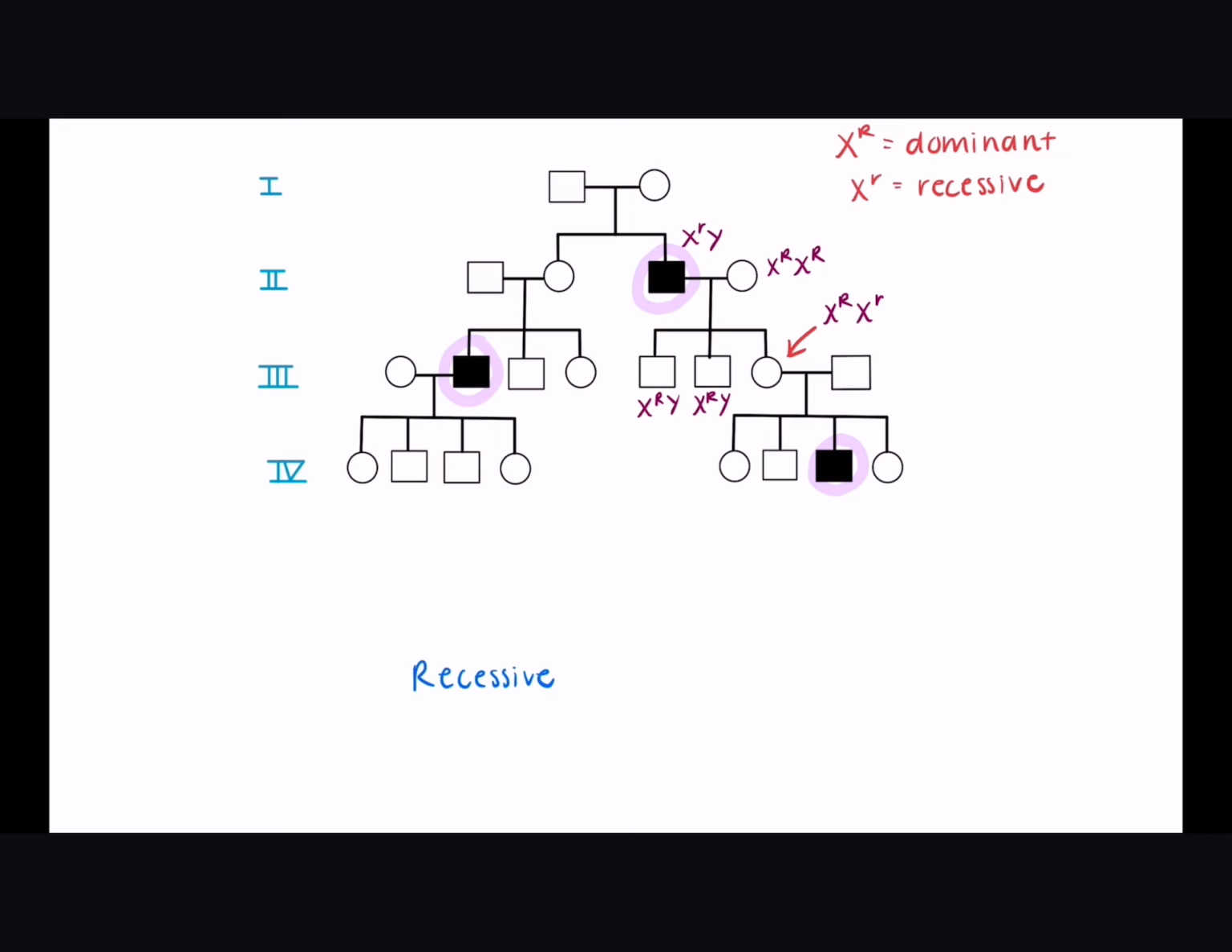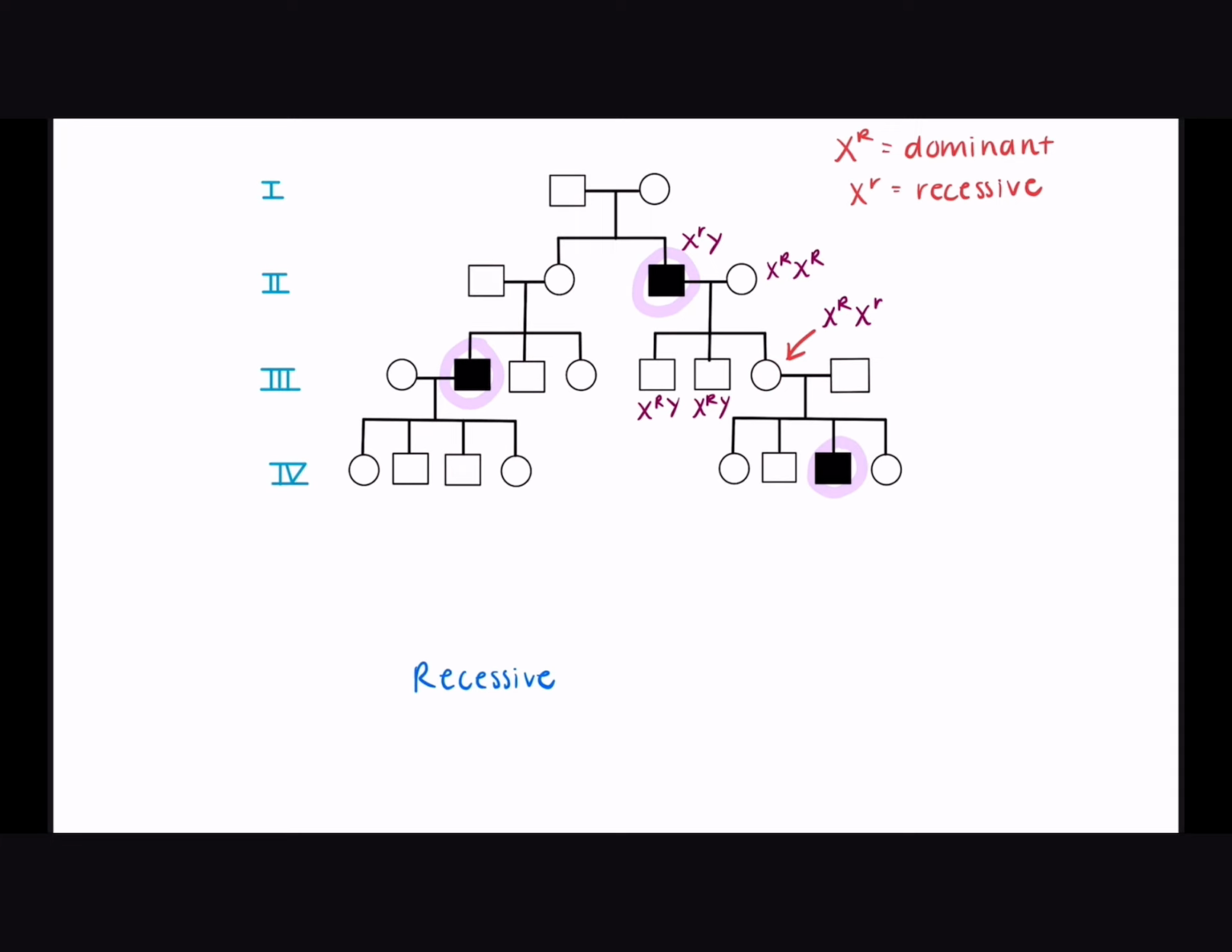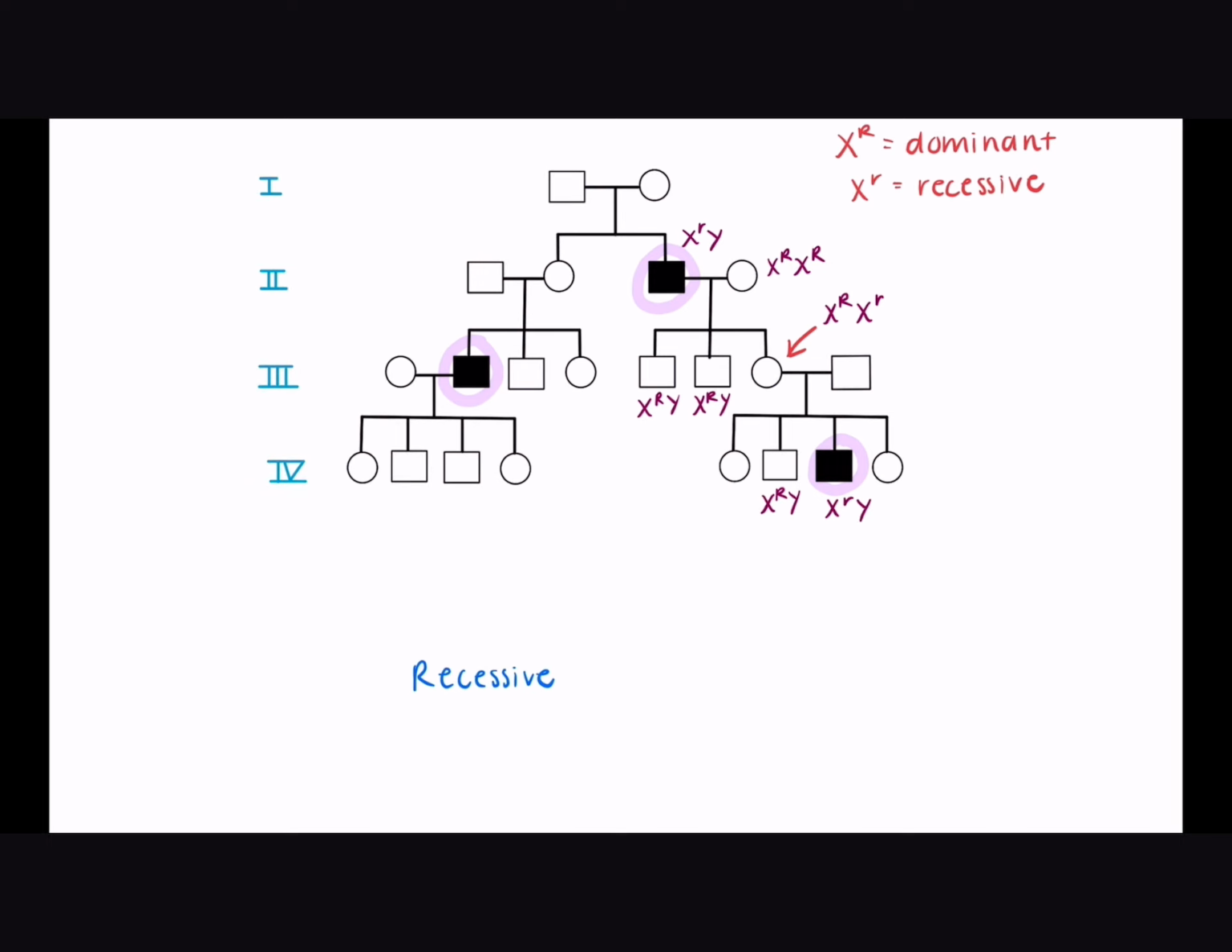Now, looking at affected individual 4-7, who is a child of carrier individual 3-7, we see that he is affected by the trait as he will receive the recessive X allele from his mother and the Y allele from his father. As for individual 4-6, he has received the dominant X allele from his mother and the Y allele from his father as he is not affected by the trait. Since we can also see that the trait skips generations, males are not carriers, and a female carrier passes the allele to half of her sons, we can conclude that this trait is indeed X-linked recessive.